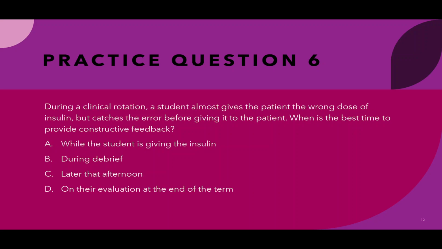During a clinical rotation, a student almost gives the patient the wrong dose of insulin, but catches the error before giving it to the patient. When is the best time to provide constructive feedback? A, while the student is given the insulin. B, during debrief. C, later that afternoon. D, on their evaluation form at the end of the term.